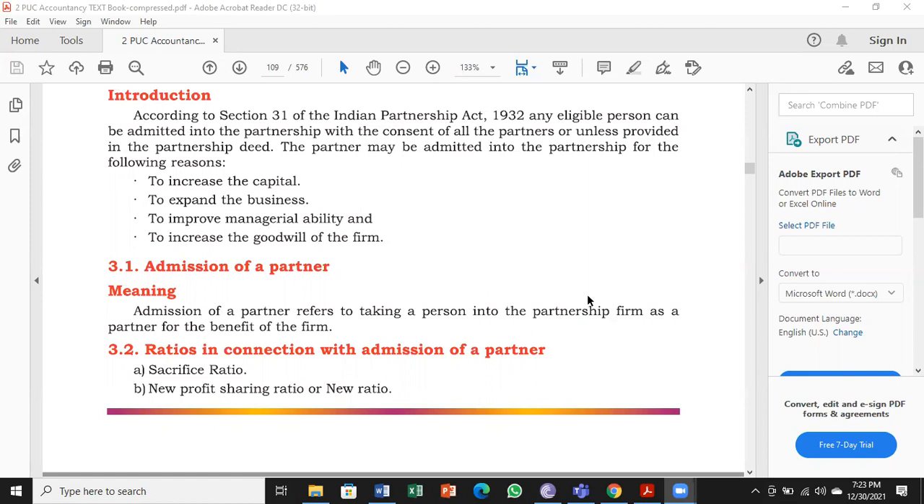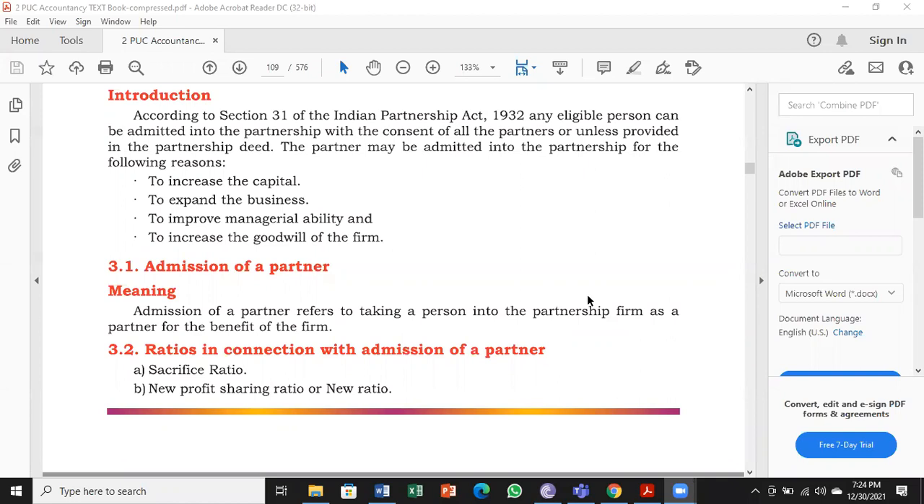So because C is admitted to the partnership, A and B have to sacrifice their 16.67% profit to C. So A will give his 16.67% to C. B will give 16.67% to C. That means C gets profit from A, and C gets profit from B also. So what A and B are giving to C is called the sacrifice ratio.